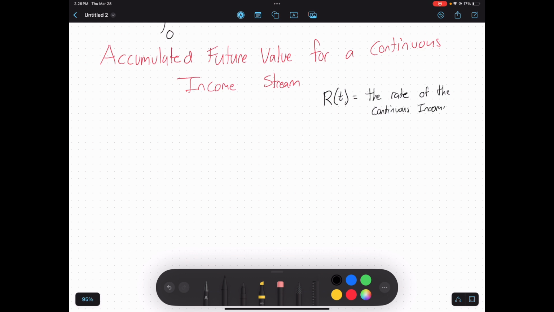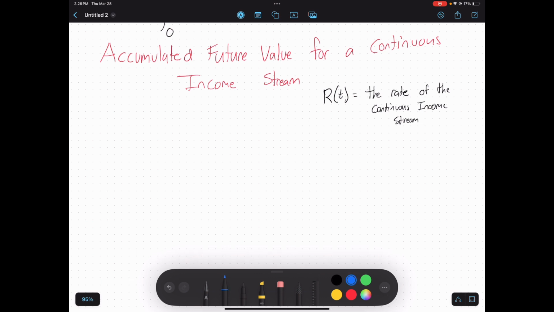Okay, pretty much what that means is this R of t represents how much am I actually contributing every year. How much money am I putting into the account every single year? You'll notice that it can be a function of t. I could end up changing how much I contribute. I could contribute $50 the first year, $60 the next, $70 the next year, right? I don't have to always contribute the same amount. That's why it's written in function notation.